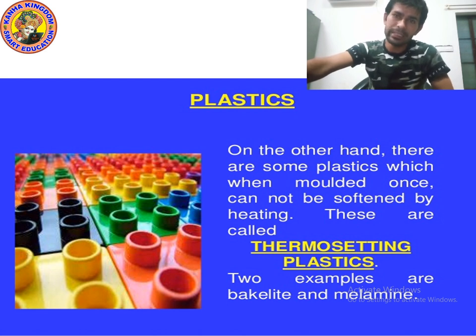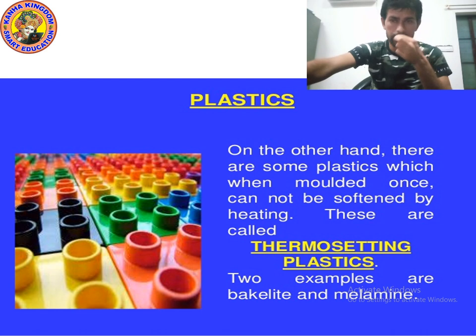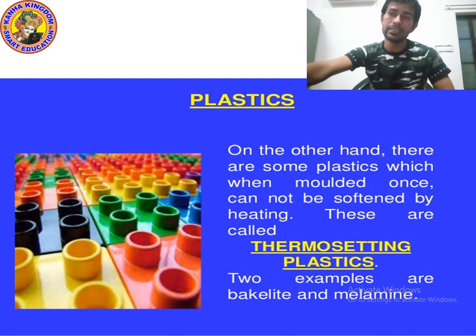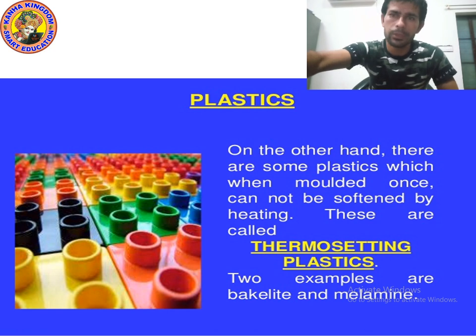Now we will study about bakelite and melamine. If you have not written all these, then you can write them down. Here the meaning of mould, M-O-U-L-D, is changing in shape and size. On the other hand, there are some plastics which, when molded, cannot be softened by heating again. These are known as thermosetting plastic. I hope you understood. Now let's move on to the next point.